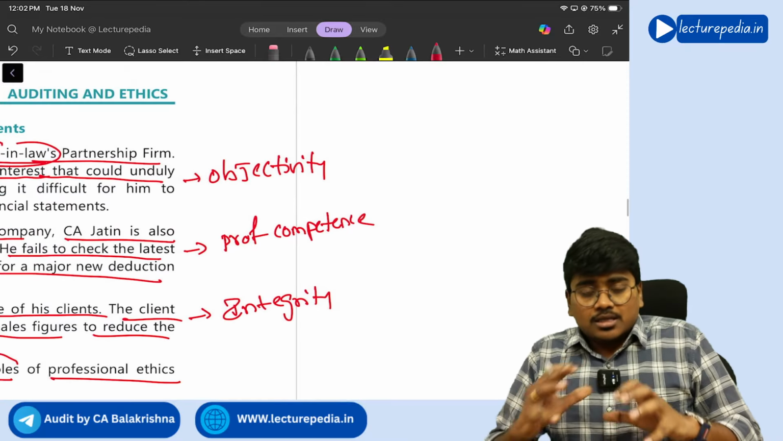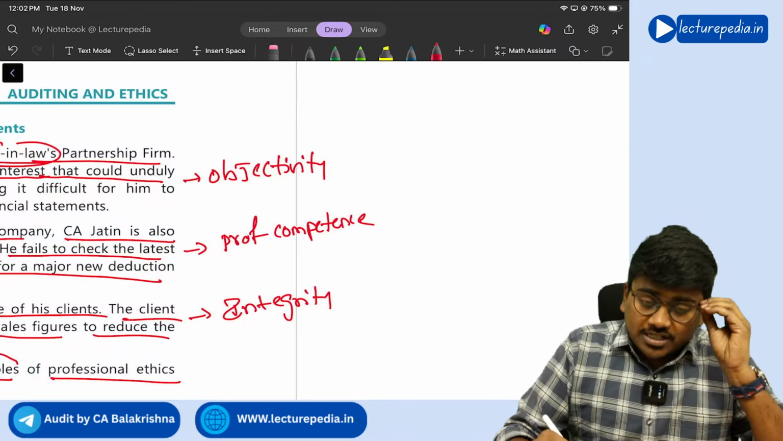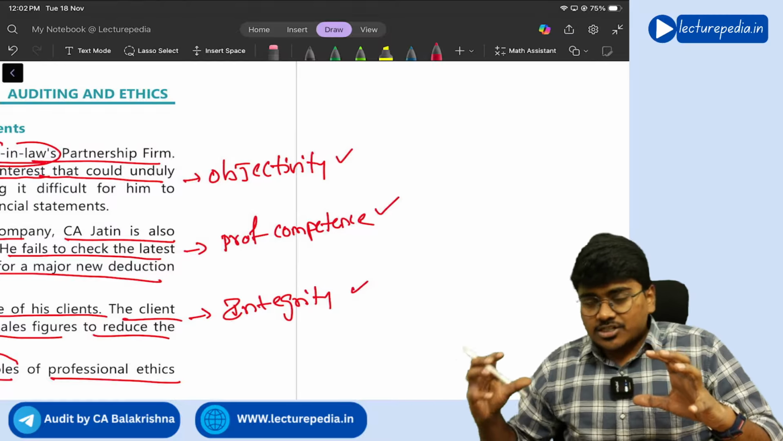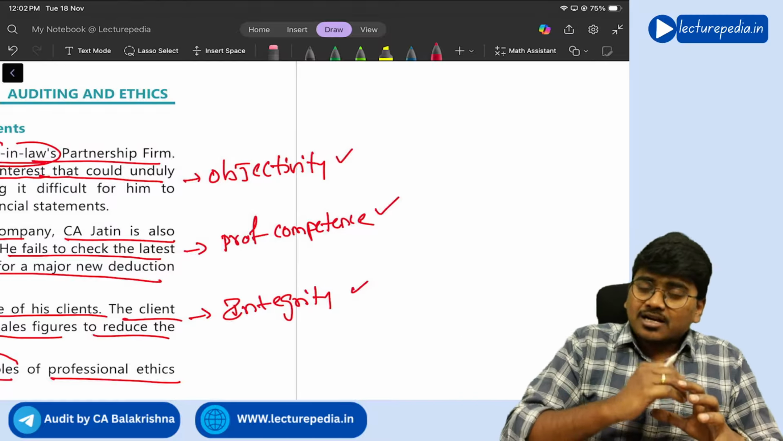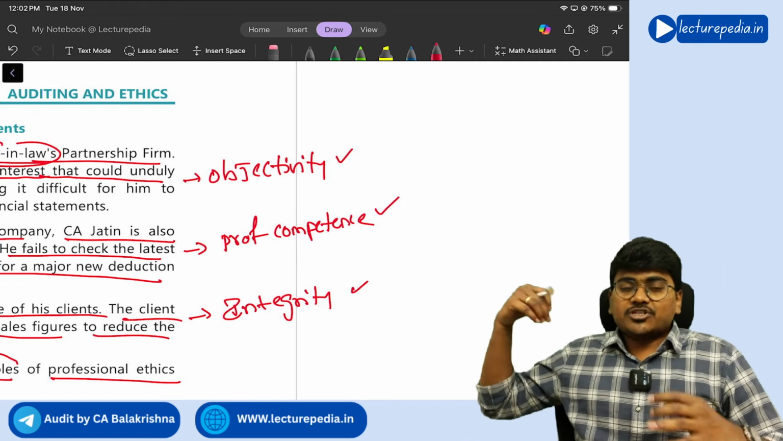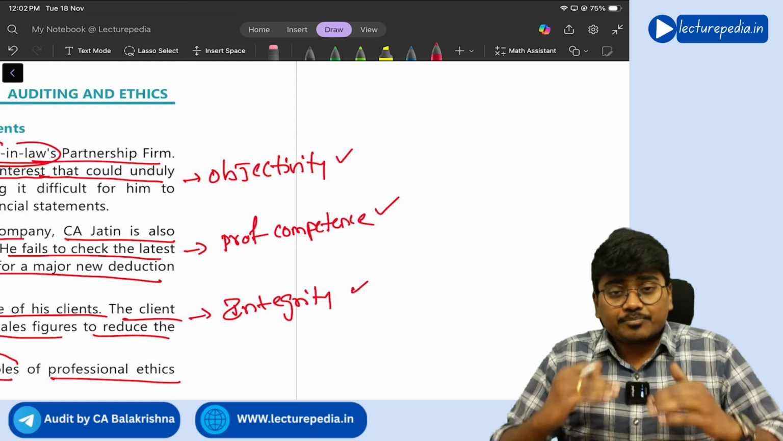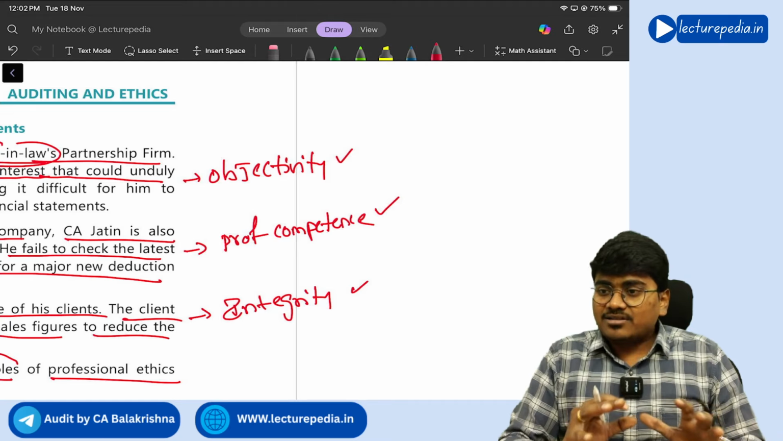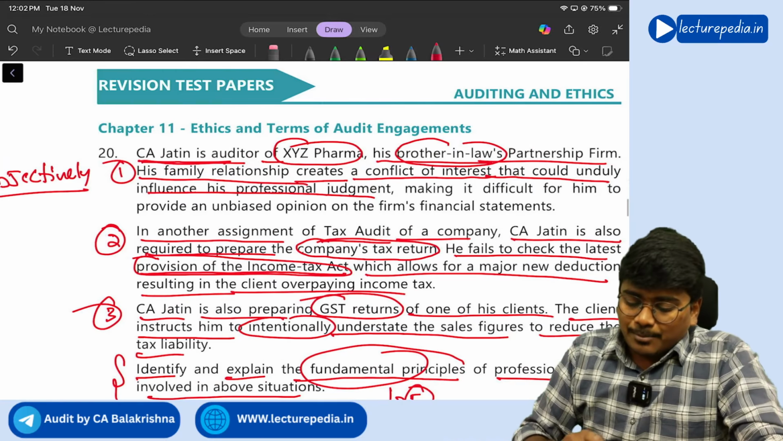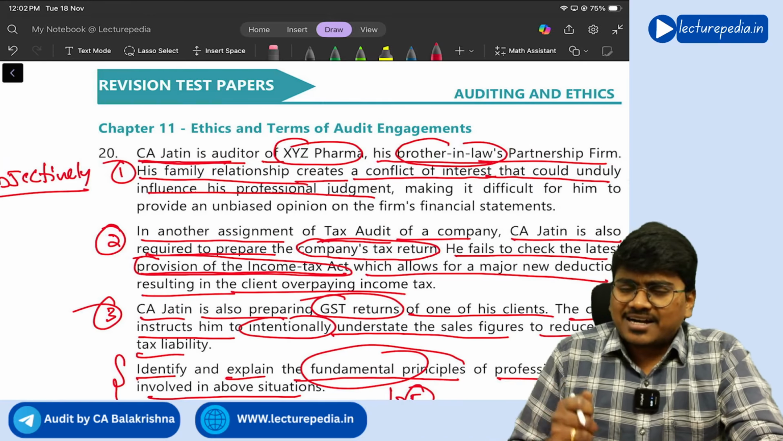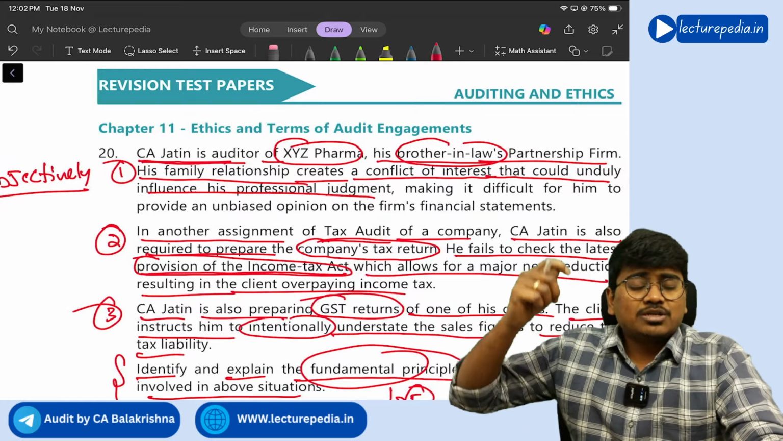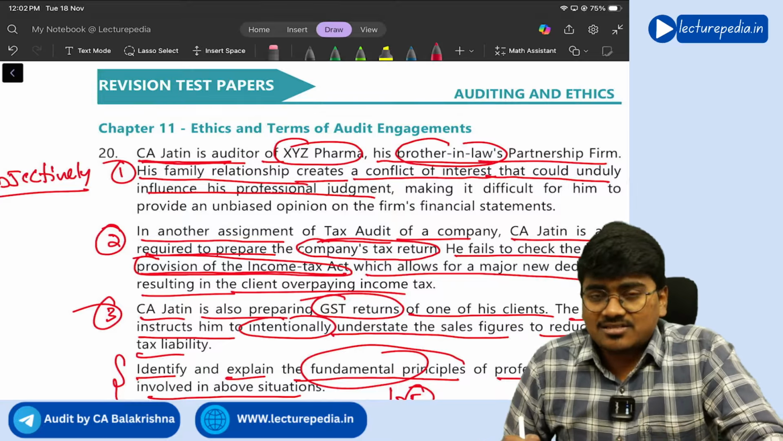So in the answer, what you should do is you have to first of all give the basic definition of these 3 things and link those definitions to the current scenario and conclude whether in the current scenario they are having objectivity, integrity, professional competence, and how they are lacking. In this manner, you need to write this particular answer. Got it? So this is complete discussion of RTP for CA Inter Audit that has been issued by the institute for upcoming Jan 26 examinations.